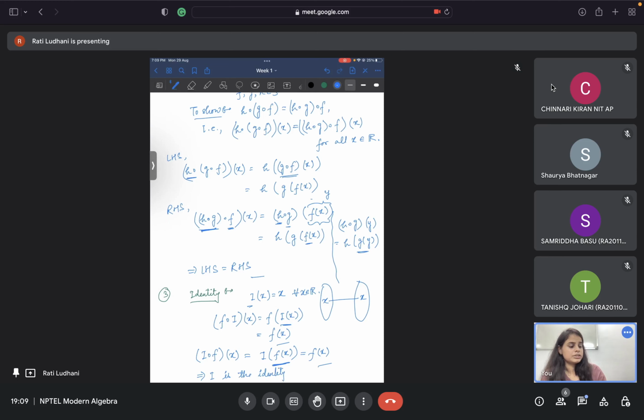We don't need to check uniqueness, because we already know this is true for a group. Sorry, this is not a group right now, so the identity is unique, and you can always check.